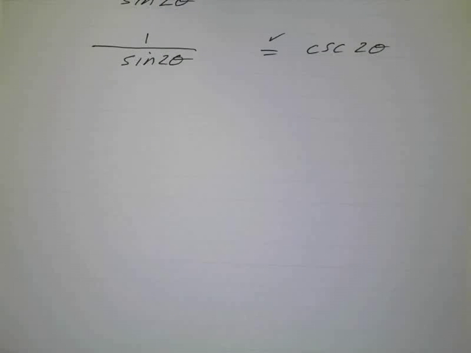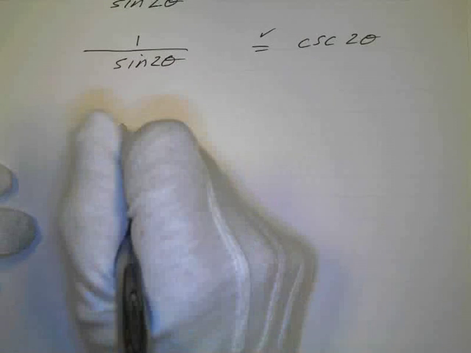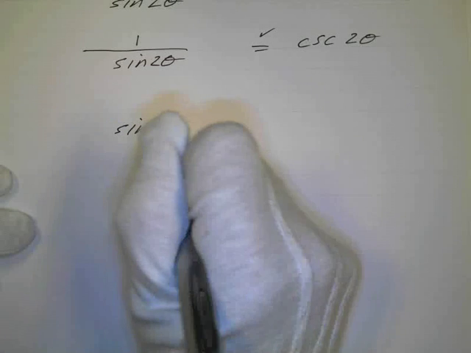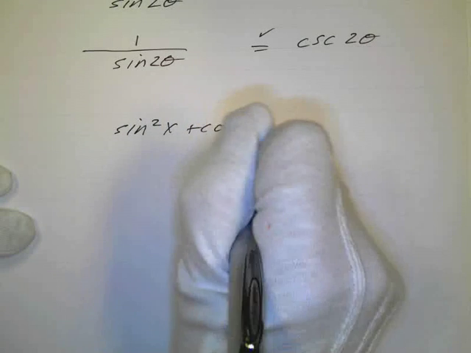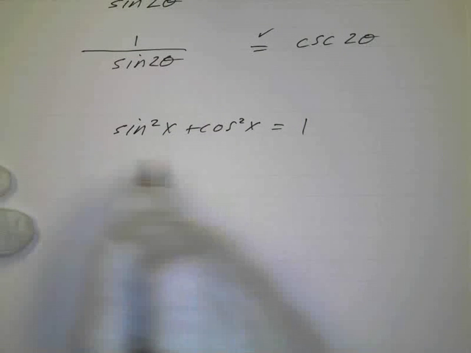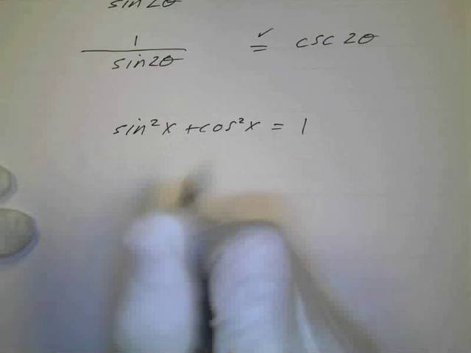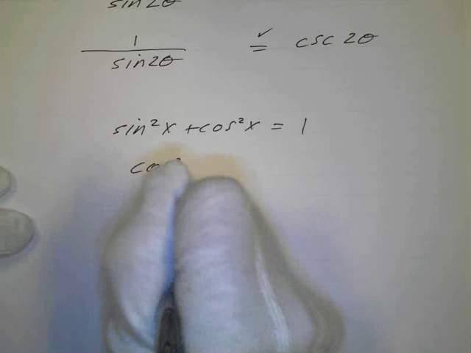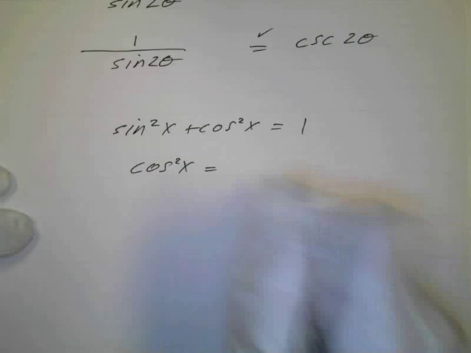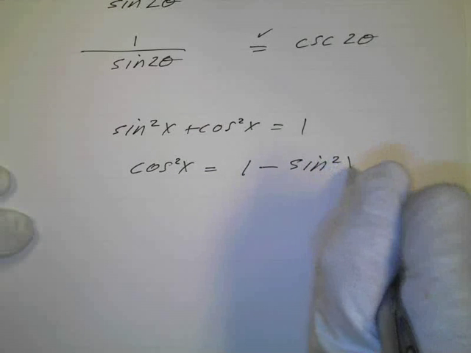Okay, now we're going to do number 45 from section 5.1, but I want to talk about some ideas here before we do this. And remember, we know that the sine squared of x plus the cosine squared of x equals what? Well, that equals 1. And from that, we can just find the cosine or the sine. So I know that the cosine squared of x equals what? 1 minus the sine squared of x.